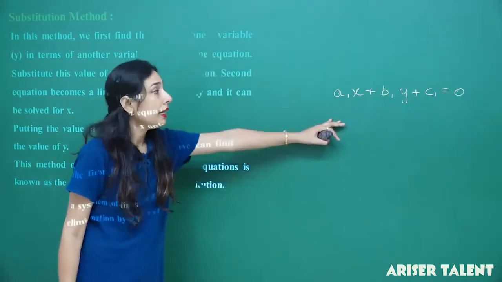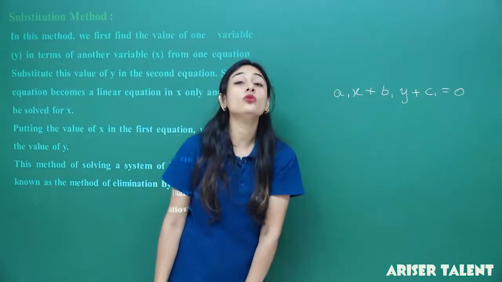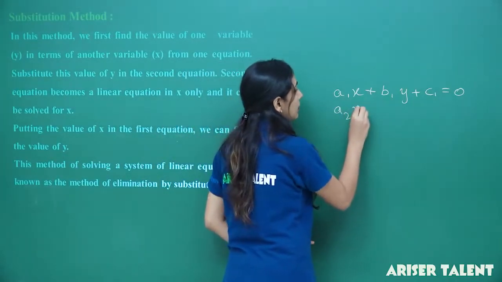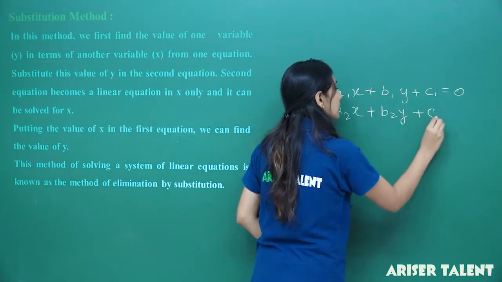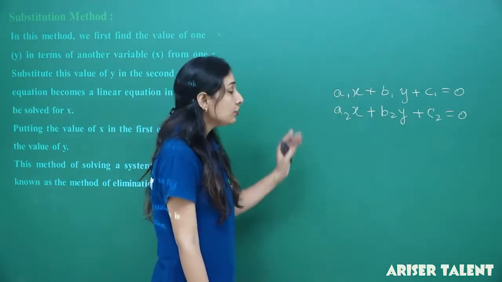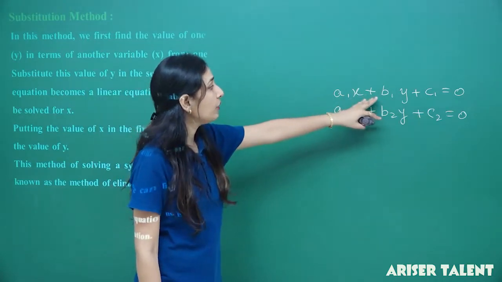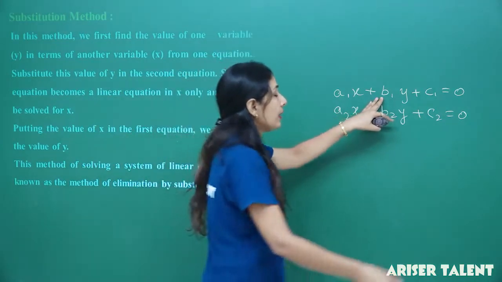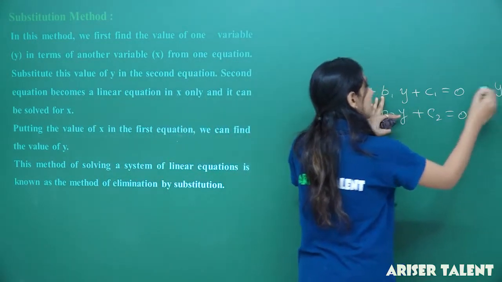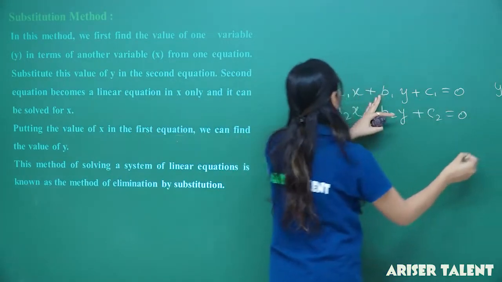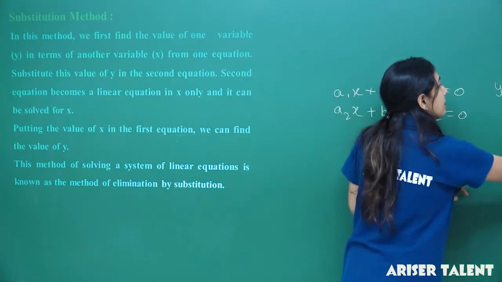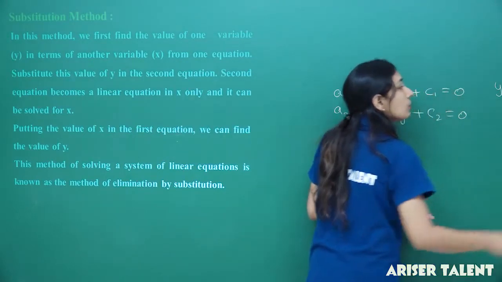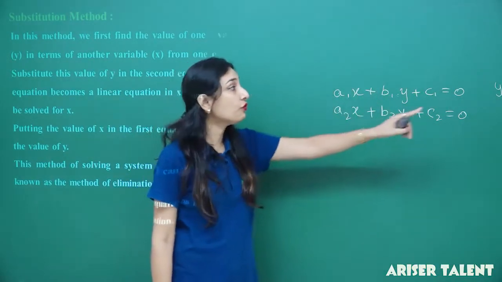This is the equation I am having: a1x + b1y + c1 = 0. Now, if I am having this equation number 1, so I will be having this equation number 2. In this case, from equation 1, I will be finding the value of y. So y will become (-c1 - a1x) by b1. That will be the value of y.